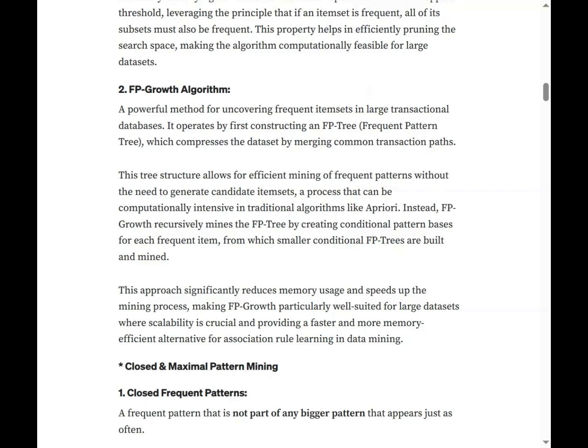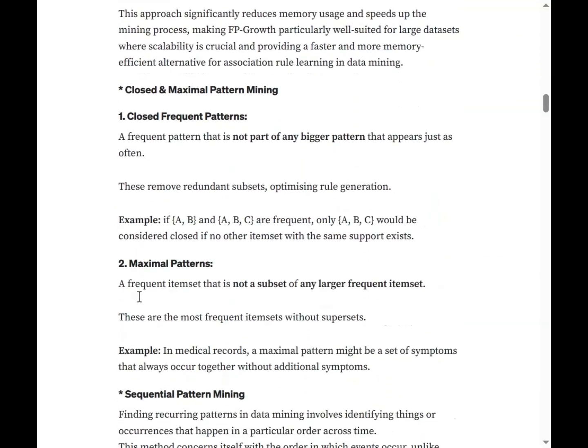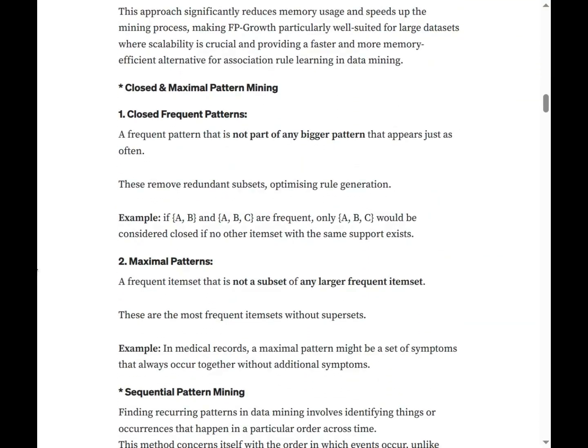So this is well suited for large datasets too, and it is also efficient in learning association rules. So then we will be going to closed and maximal pattern mining.